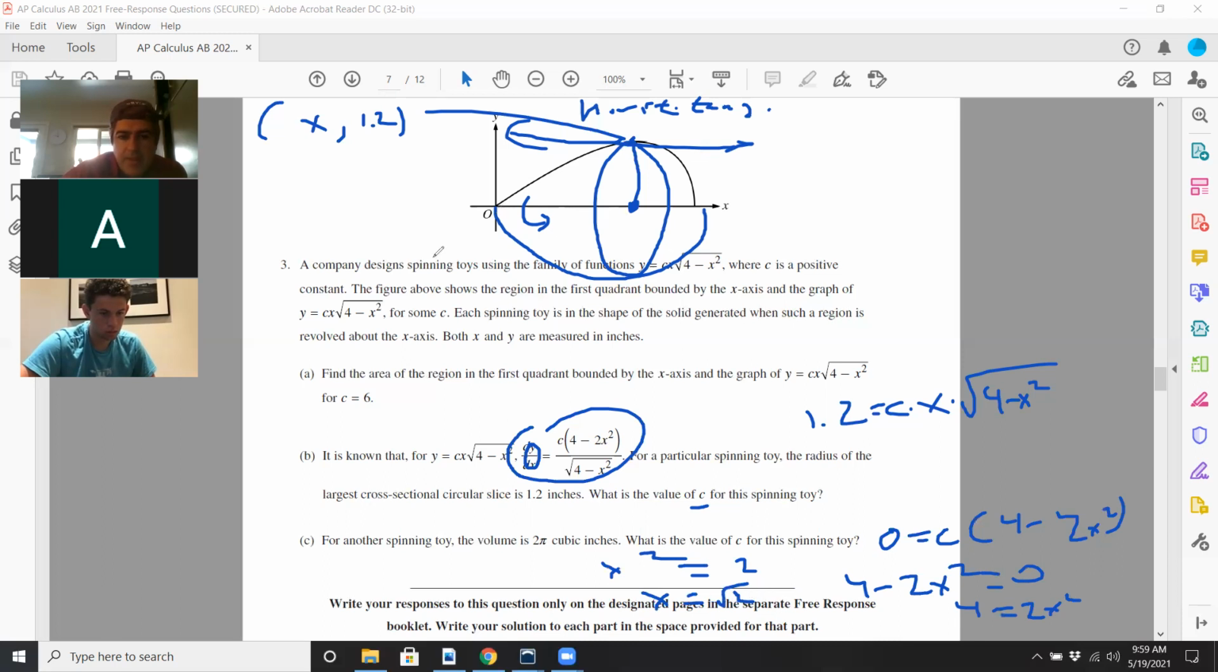My guess is the curve does something like this on the other side, but I don't care about that. So root 2 comma 1.2 is where that happens. Awesome.